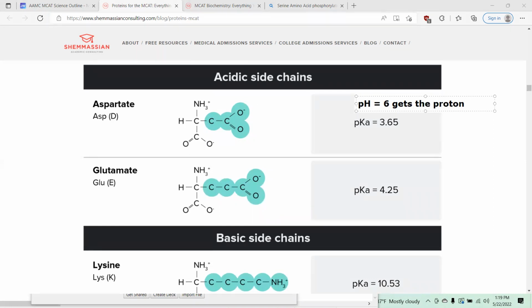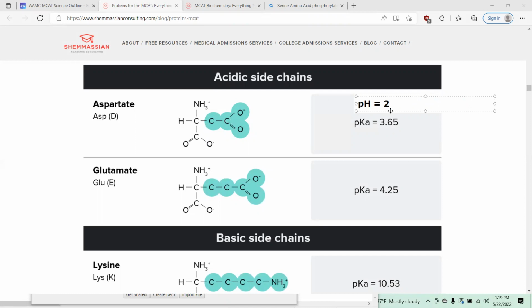Now, if it was at a pH of 2, and we can even think about it, a pH of 2 is highly acidic, right? 2 is smaller than this 4. The 4 is the bigger number, therefore the 4 gets the proton. Therefore, this guy would be protonated. Does that make sense? What I just talked about with the pH and the pKa?